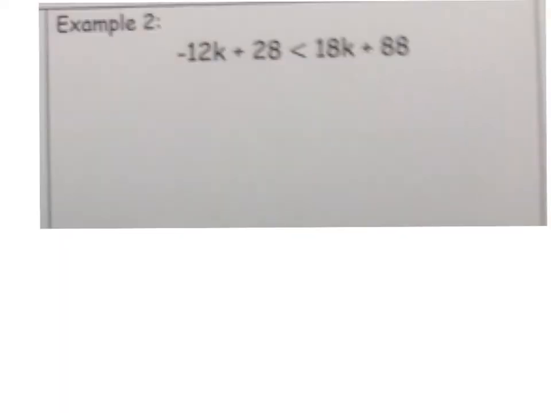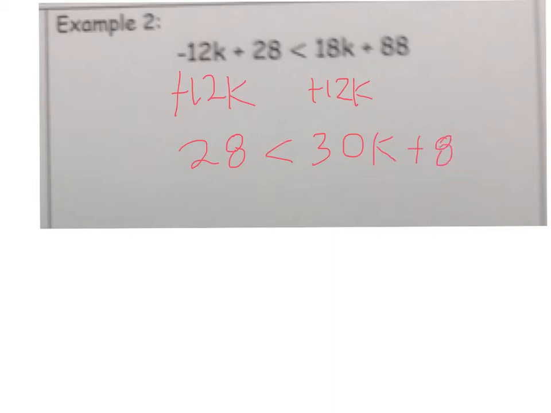Example 2, it's a little blurry, but it says negative 12k plus 28 is less than 18k plus 88. I want to keep my variables positive, so I'm going to add 12k to both sides. So I have 28 is less than or equal to 30k plus 88. I'm going to subtract 88 from both sides.